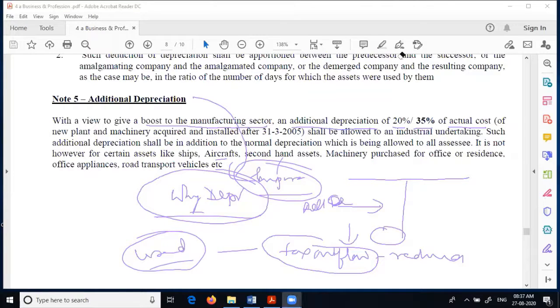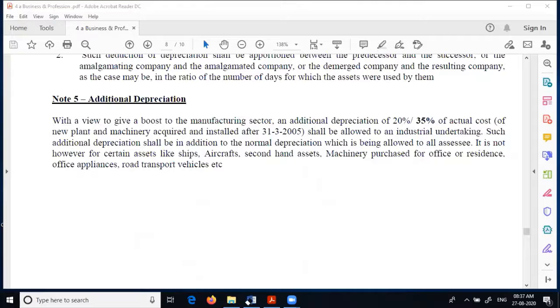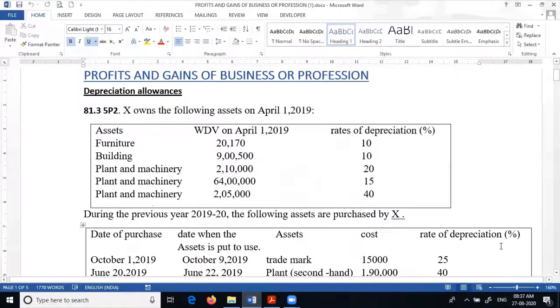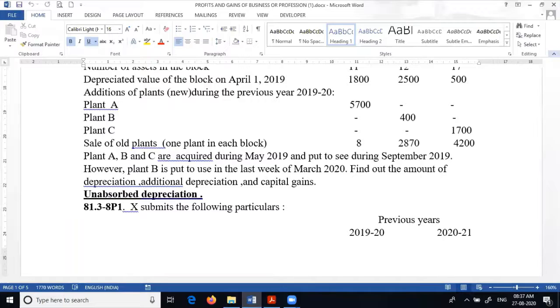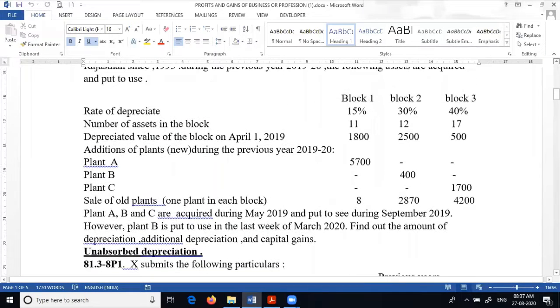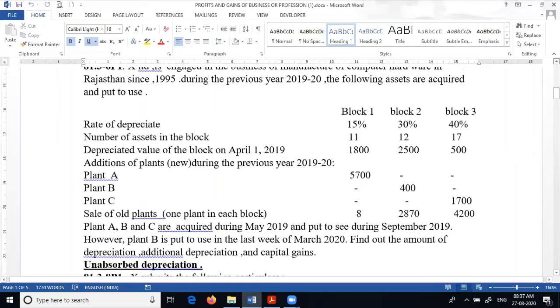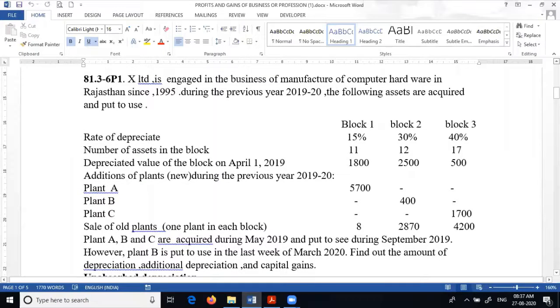So let us look at the problem. This is the problem. Priya, can you just read it? Yes, sir.